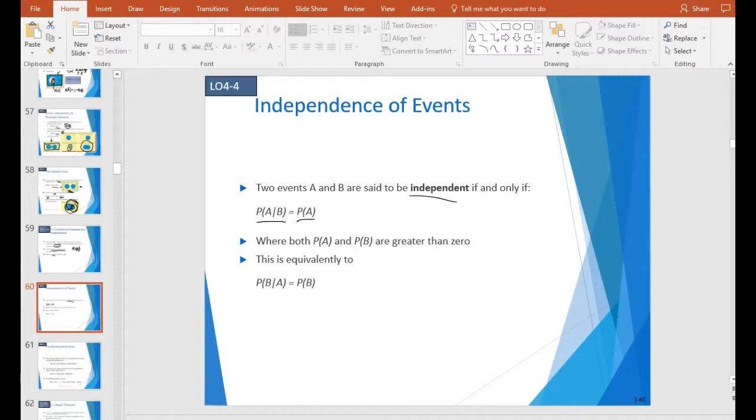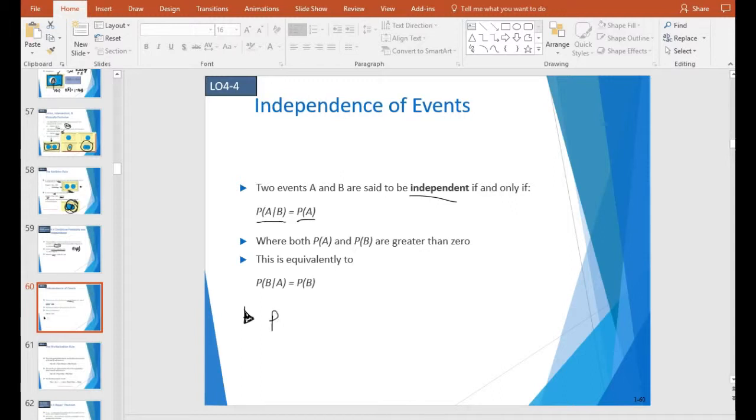Where both probability of A and B are greater than 0, yep, that's true. And this is equivalent for the other way. The probability of B given A is equal to the probability of B. I would go ahead and add in another rule there. And then this would just be a check for independence.